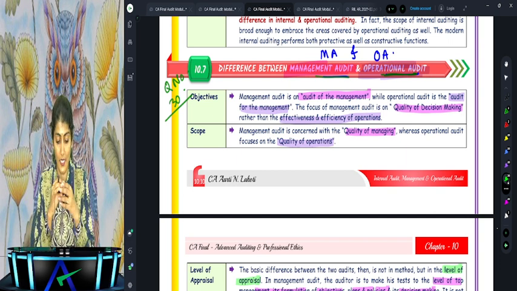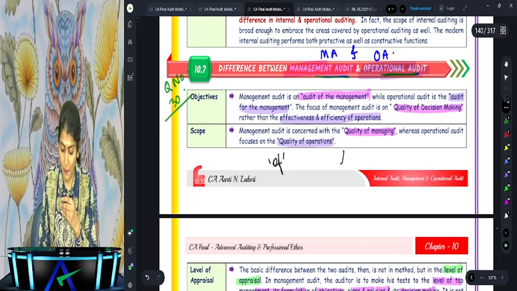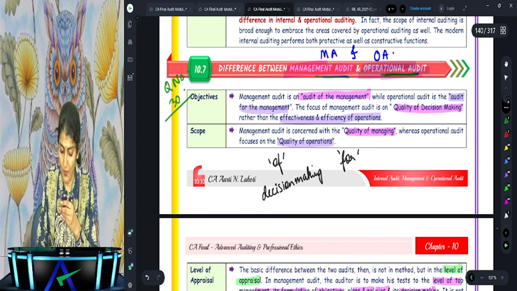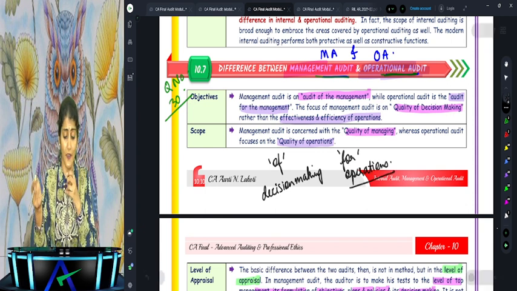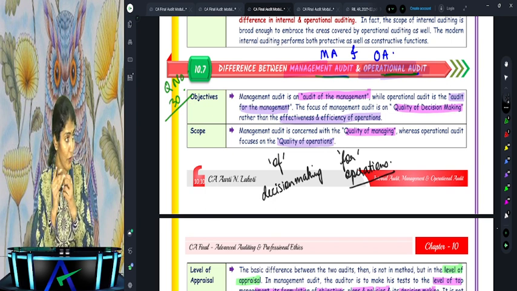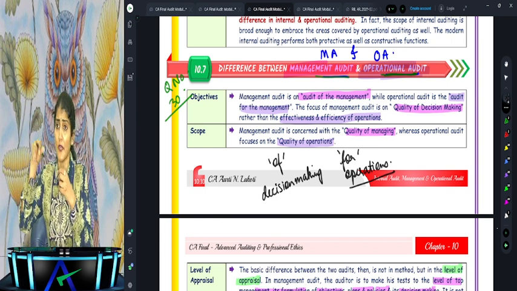Are you understanding? Management audit is an audit of the management. Operational audit is an audit for the management. Here you are doing the audit of the decision making of the management. Here you are doing the audit of the operations of the management, of the efficiency, economy, and effectiveness of the operations in the organization. Are you able to follow this, everyone? Difference between the management audit and the operational audit.